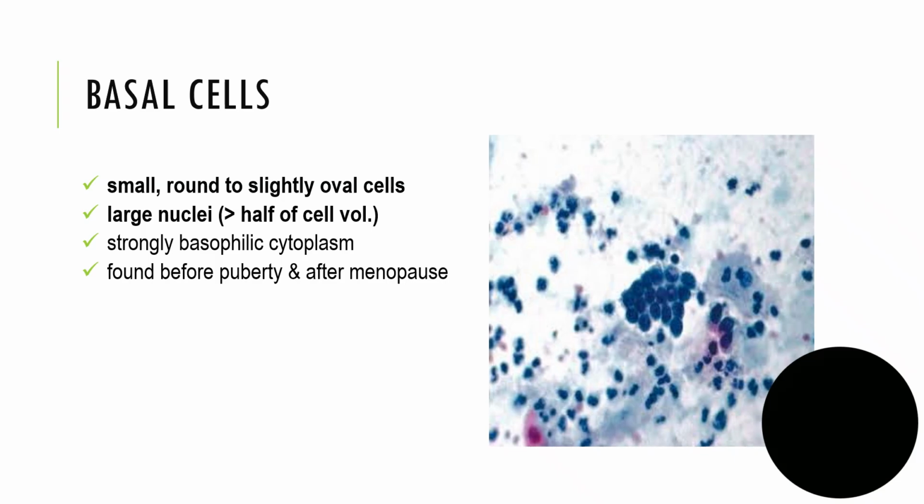Okay? So let's compare your basal and your parabasal cells. Both are immature. They are also both found at low estrogen states or levels. But again, basal cells are smaller with an even larger nucleus to cytoplasm ratio.